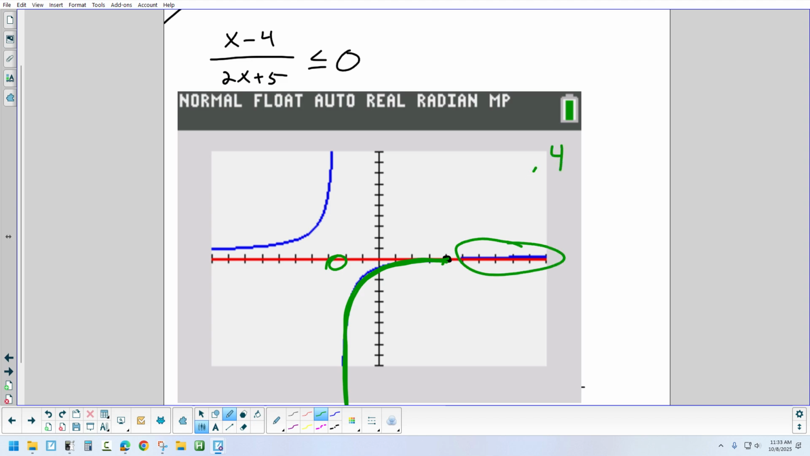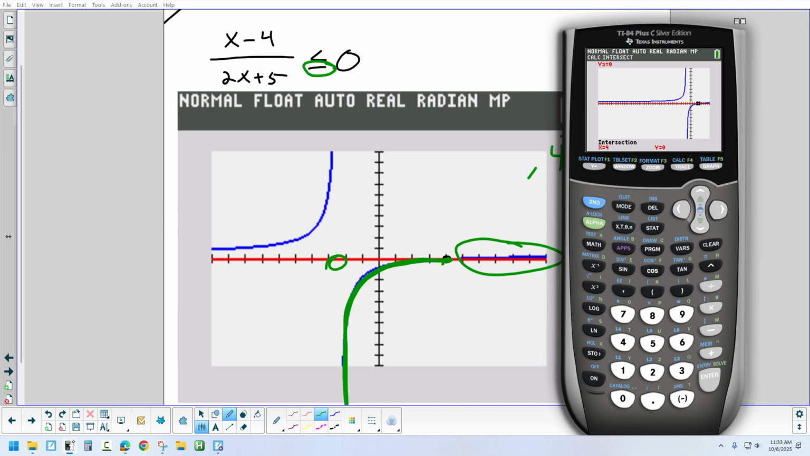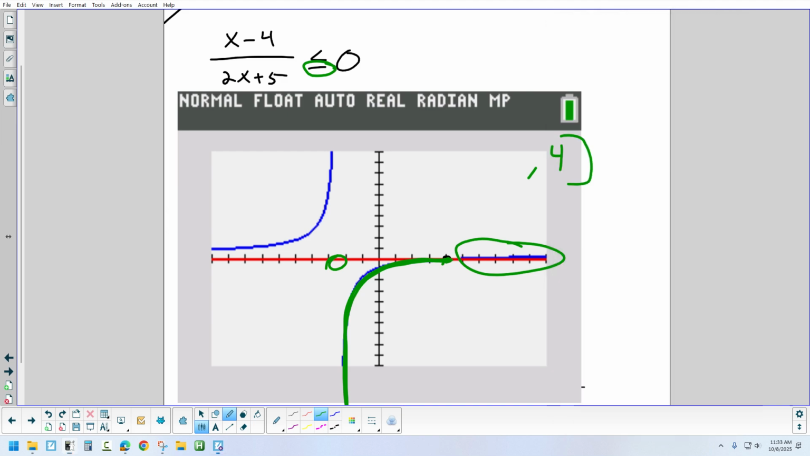Can I include or not include the 4? You can, because it does say that you can equal the red line. That's this part right here. It doesn't just say you have to stay under it. You can equal exactly it. And that's where they are exactly equal, based on what the calculator told me. So 4 is the highest.